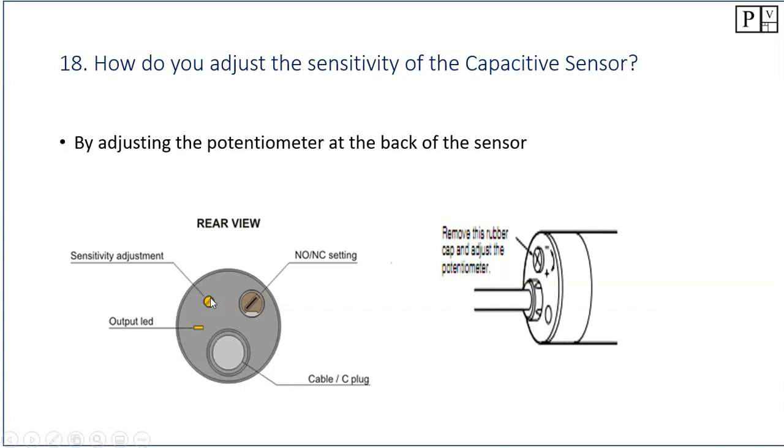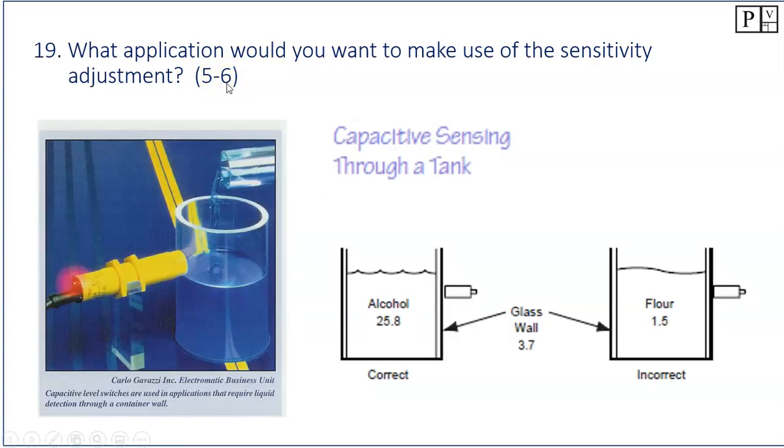And by doing so, that answers the next question on what application would you make use of the sensitivity adjustment. Again, referencing Chapter 5, page 6 of the Allen Bradley manual, we're looking at liquid level sensing. So we can negate the wall of the tank and look on the inside of the tank here. There are limitations though, like this one, there's a glass wall with the dielectric of 3.7, so that's fine if the alcohol on the inside has a higher dielectric, because we can reduce the sensitivity so it no longer sees this dielectric, only sees this guy.